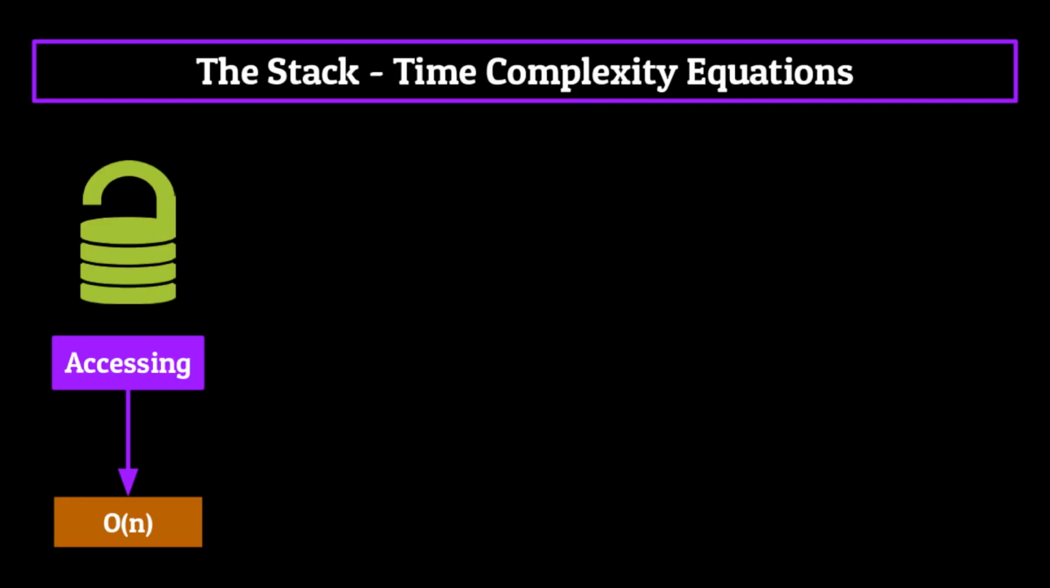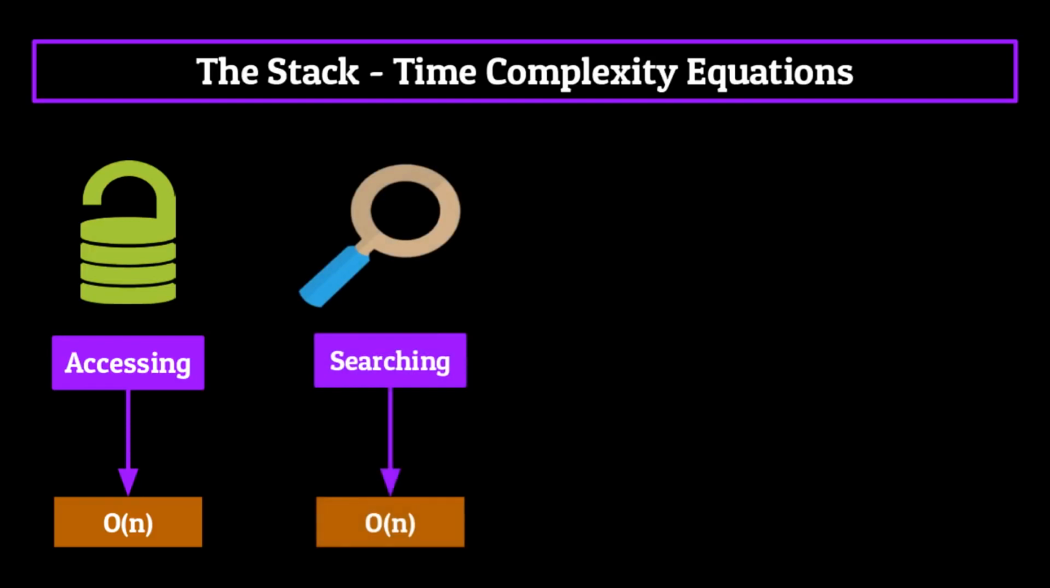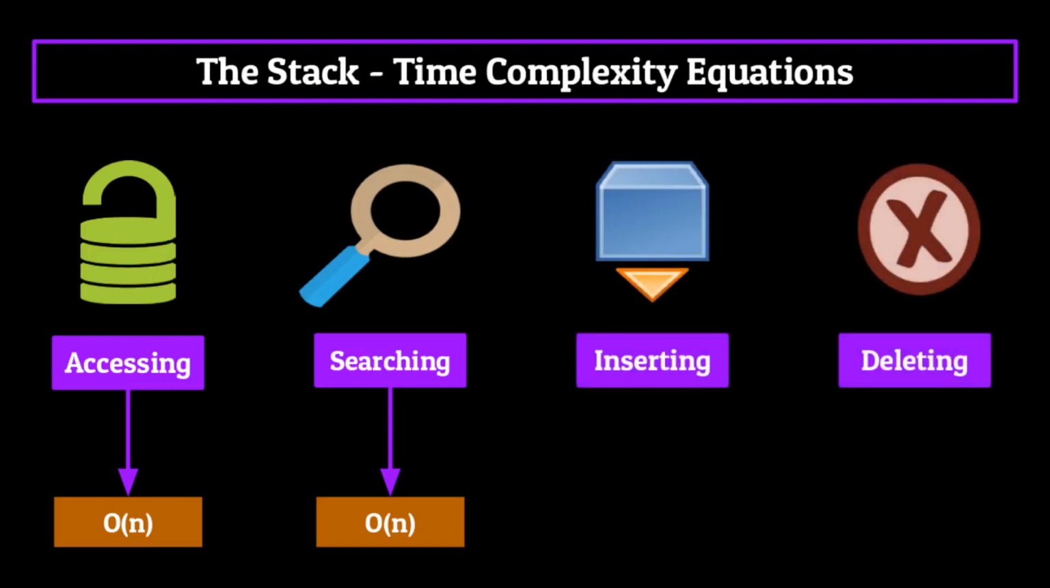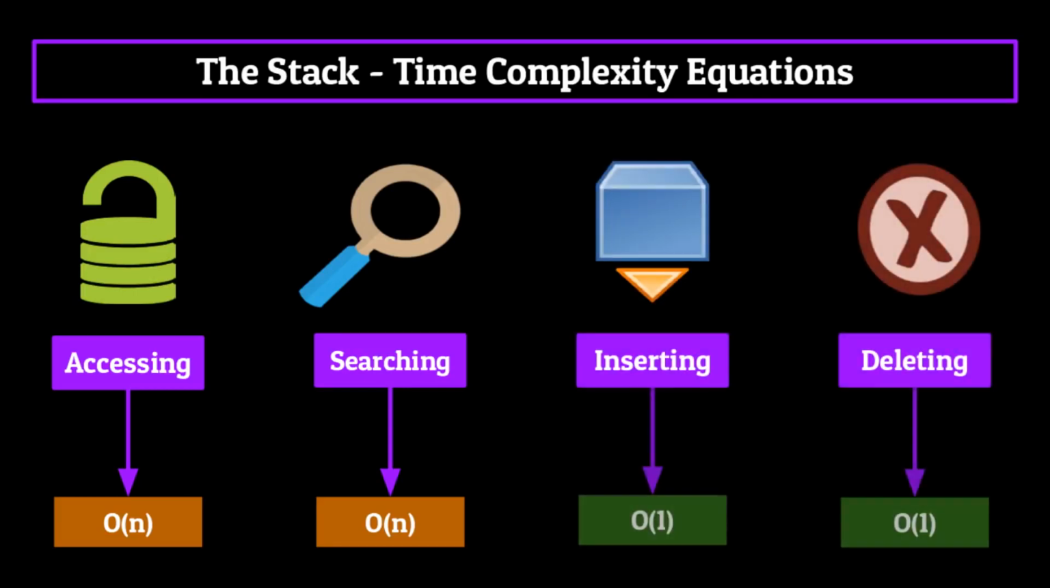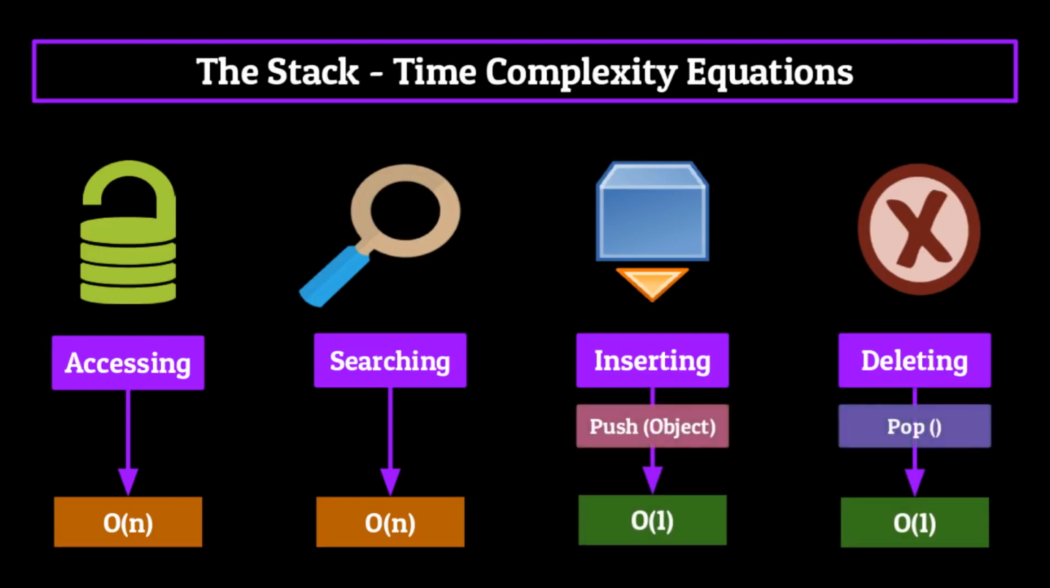With arrays and array lists, we could easily access any element within the data structure instantaneously. And with a stack that's just not possible because of the way that it's structured. Searching is going to be O of n for the exact same reason. Worst case scenario, if we're searching for an element that's at the bottom of the stack, we have to go through the whole thing just to find it. Now inserting and deleting make up for this by having time complexity equations of O of 1. This essentially boils down to the fact that using our push and pop methods really only requires one operation.